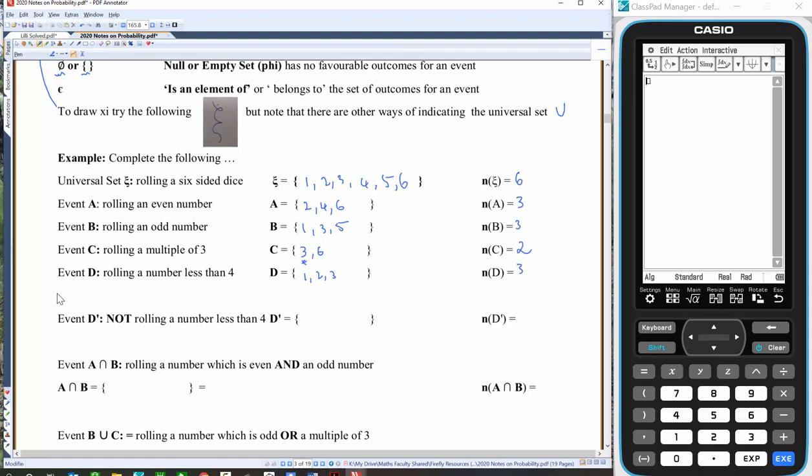Interesting one. I'm going to add one here. Event E, rolling a prime.